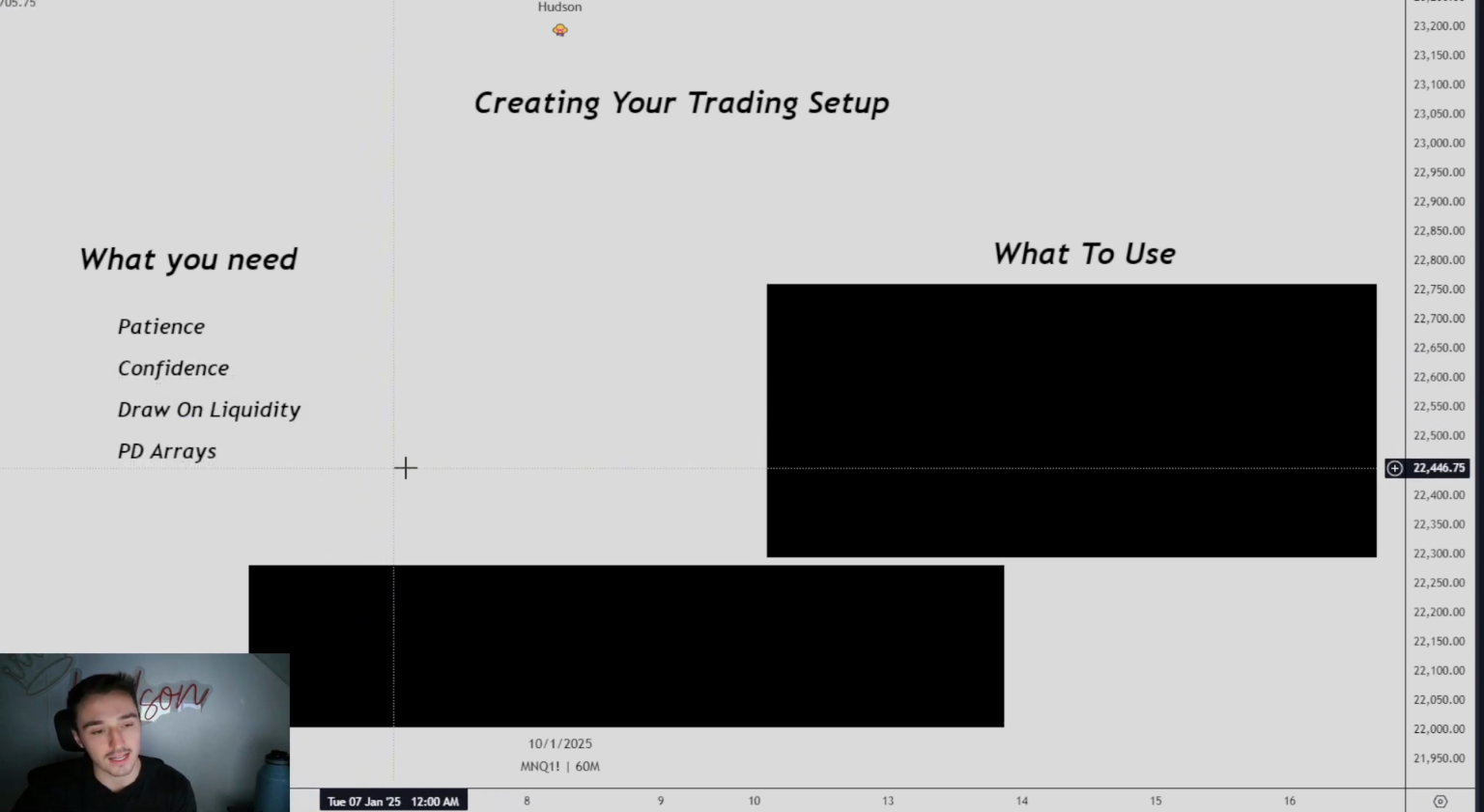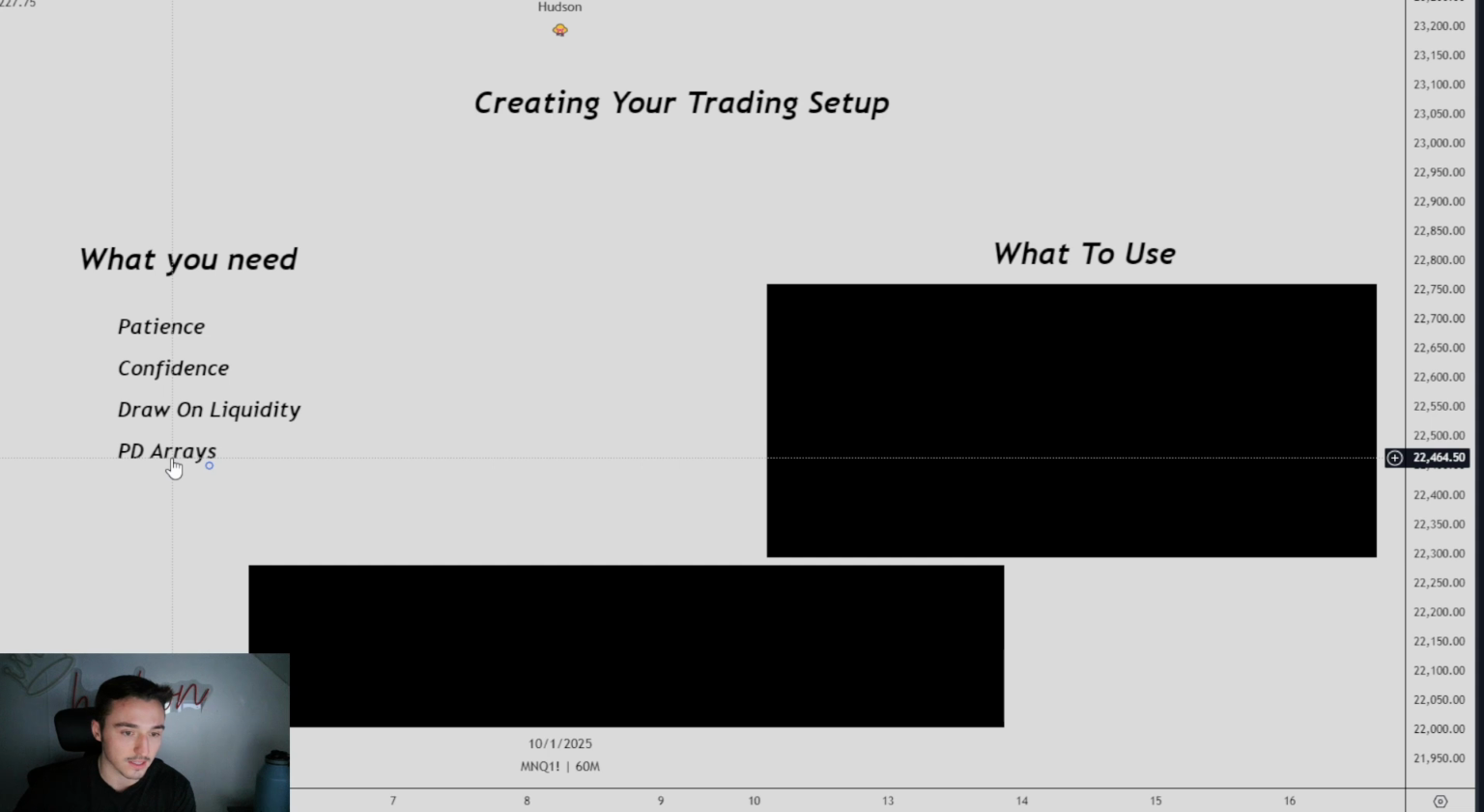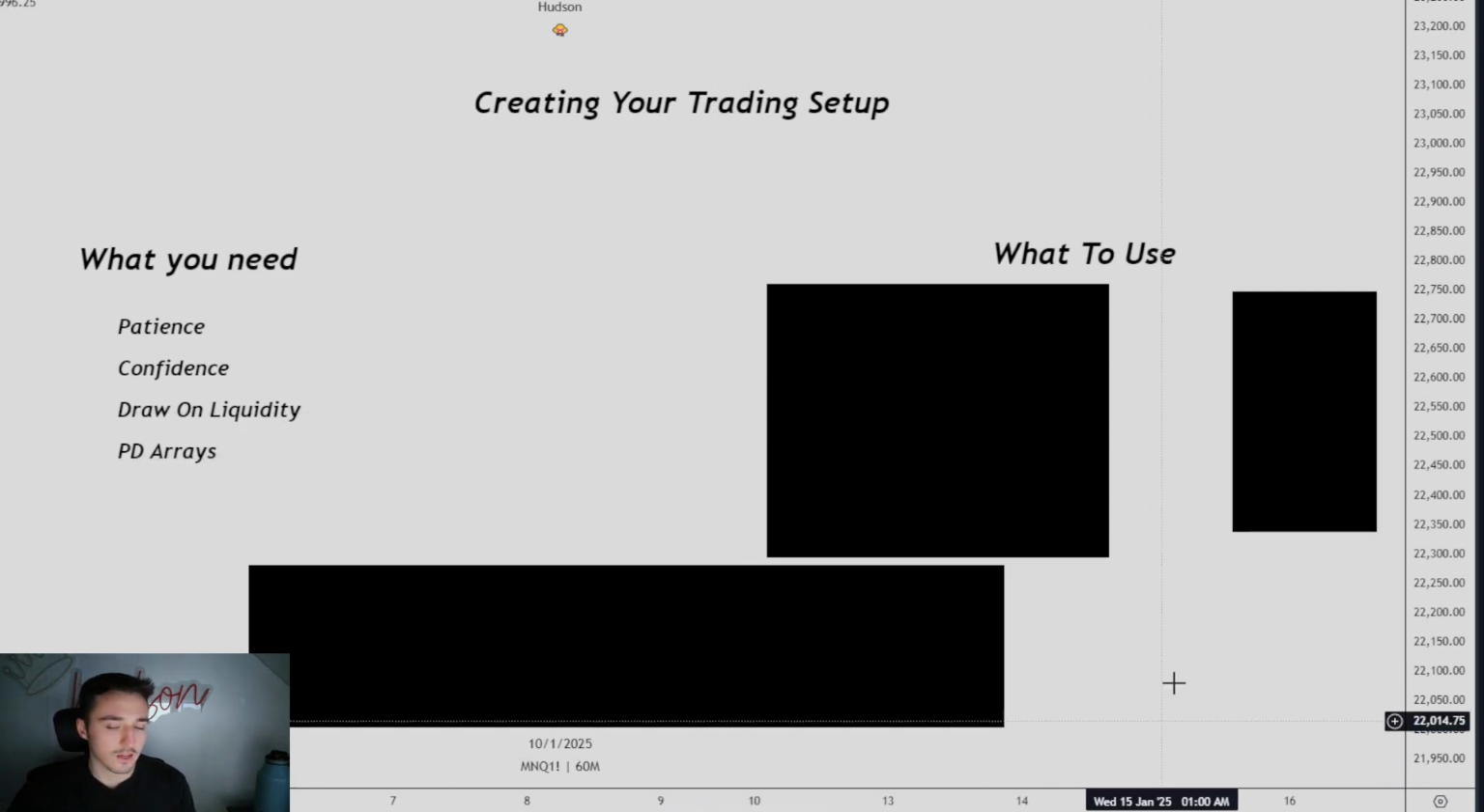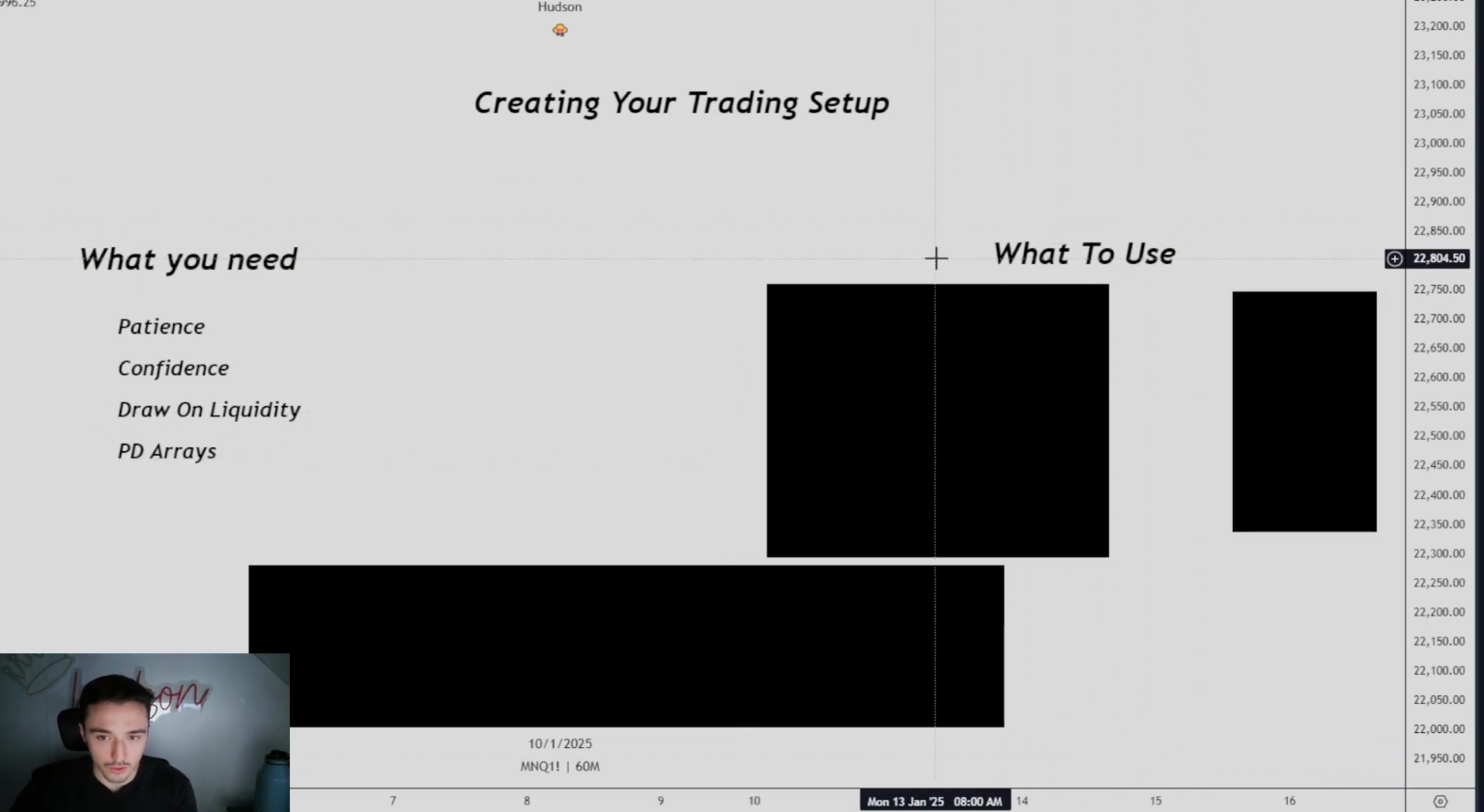Right, now the last thing you need is PD arrays, right? If you're not trading off of PD arrays, then you're not really using ICT concepts to the fullest extent, right? You have to have PD arrays to understand where we are going in the market, which will help you identify the draw on liquidity. The next thing that we are going to be going over is what to use, right?